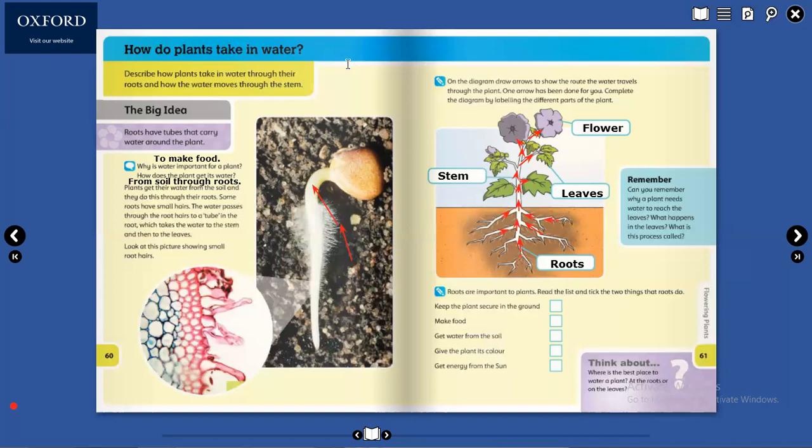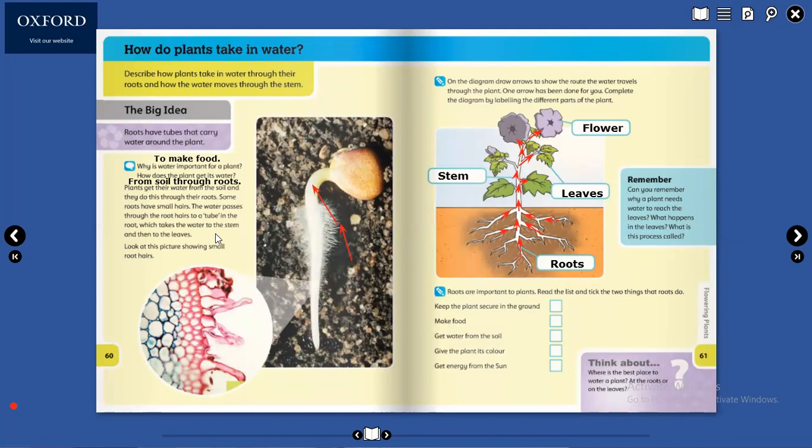Okay, here we have to choose. Roots are important to plants. Read the list and tick the two things that roots do. Number one is keep the plant secure in the ground, make food, get water from the soil, give the plants their color, or get energy from the sun.